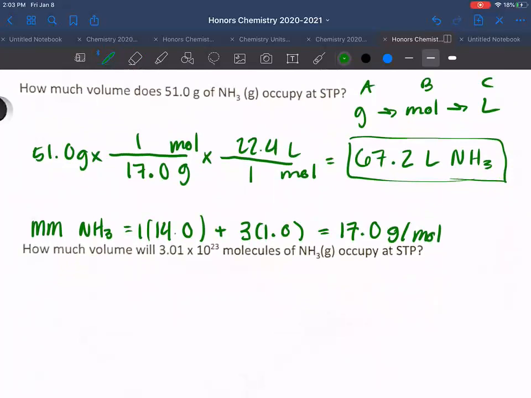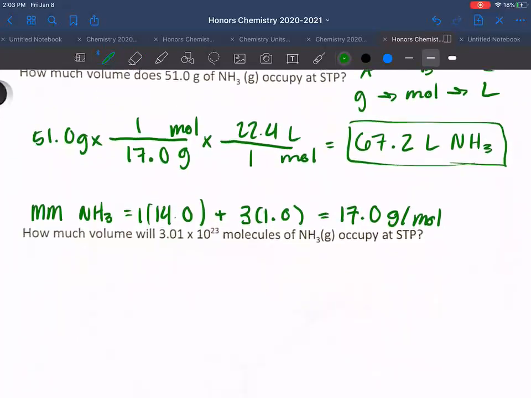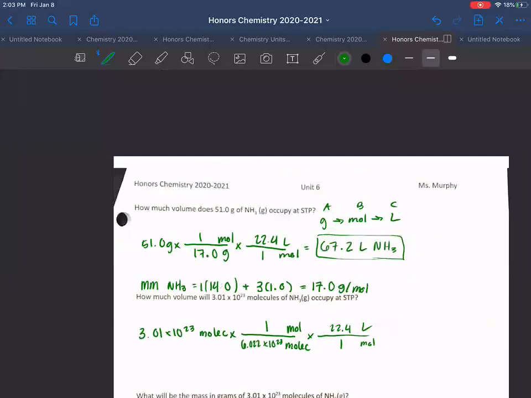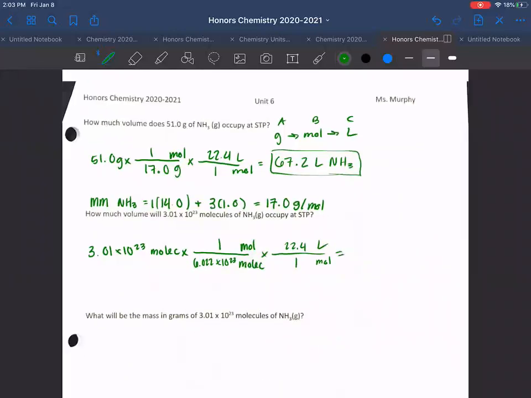Now, how much volume will 3.01 times 10 to the 23rd molecules occupy? So starting with that many molecules, we are going to go from molecules to moles using Avogadro's number. And then we are lastly going from moles to liters for 22.4 liters per 1 mole. We are going to get 11.2 liters of ammonia.